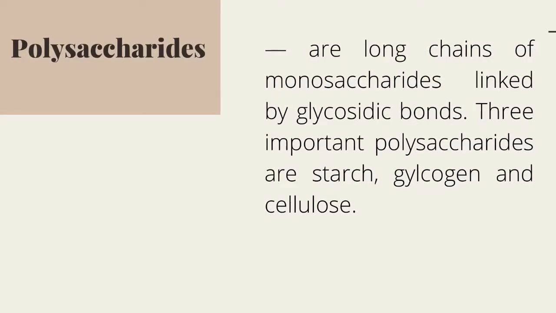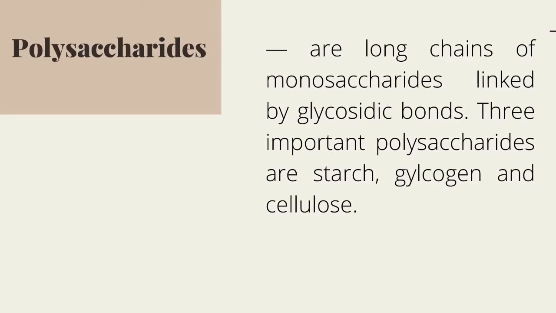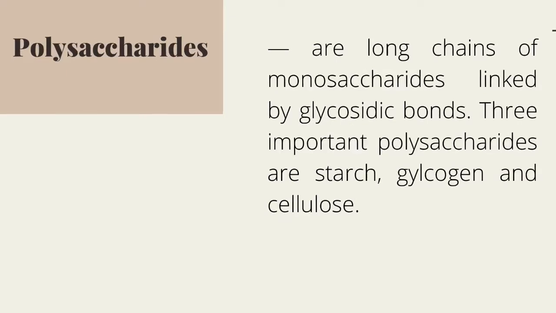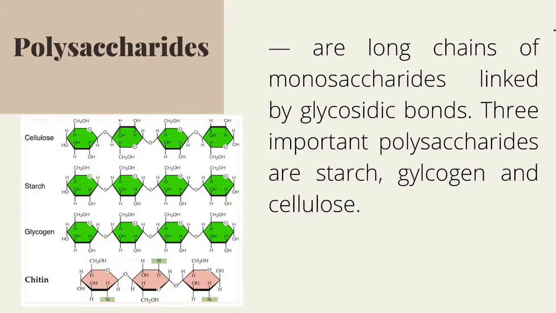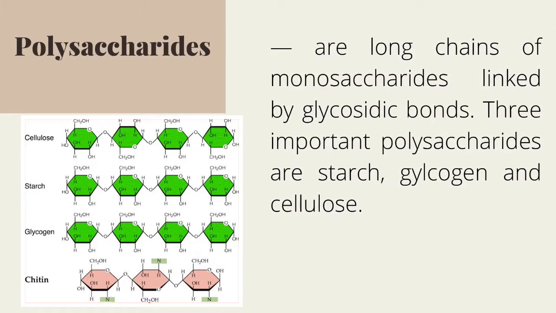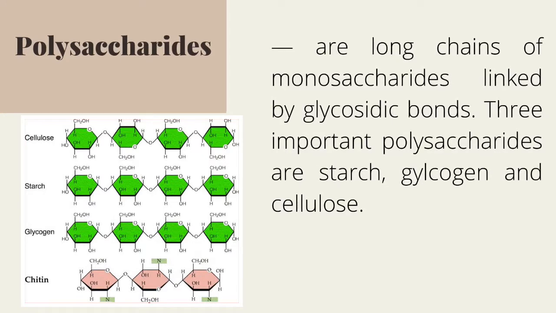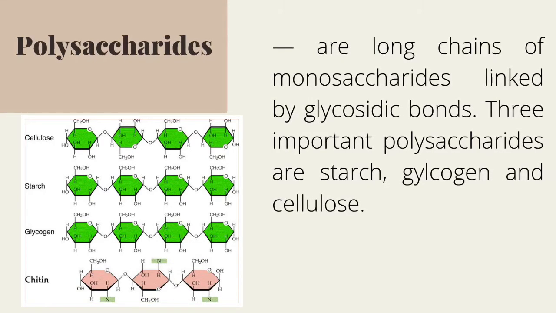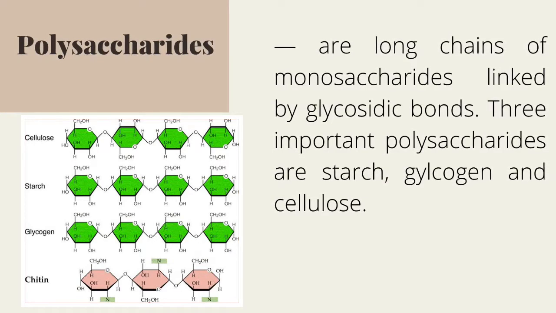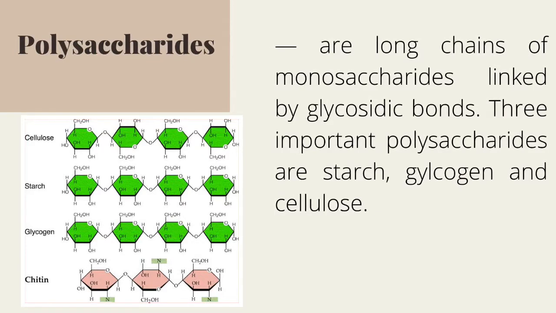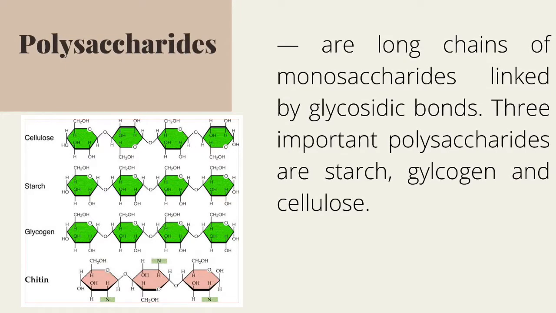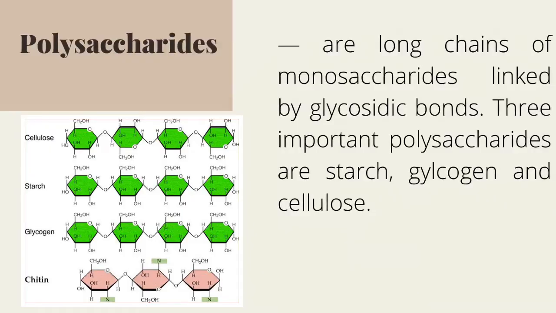Polysaccharides. Polysaccharides are long chains of monosaccharides linked by glycosidic bonds. The three important polysaccharides are starch, glycogen, and cellulose. Examples of polysaccharides are cellulose, starch, glycogen, and chitin. Cellulose forms fiber-like structures in plant cell walls, and starch acts as a storage molecule that readily breaks down into its glucose monomers. Glycogen occurs in animal and fungal cells. Chitin is found in the cell walls of fungi and in exoskeletons, keeping the inner soft tissue safe from any sort of injury.